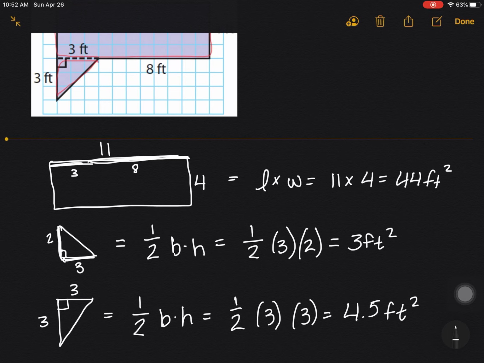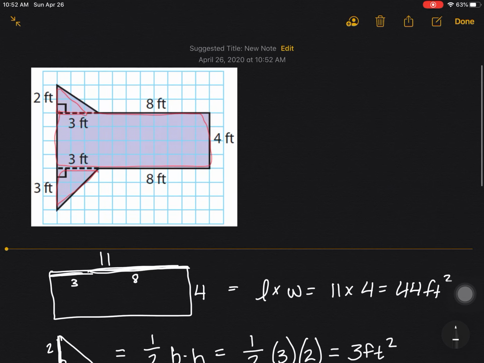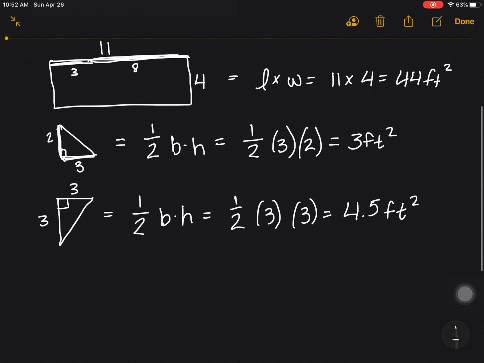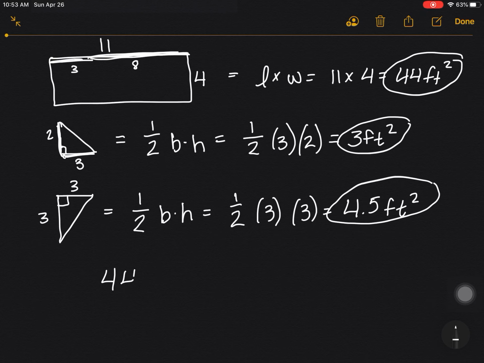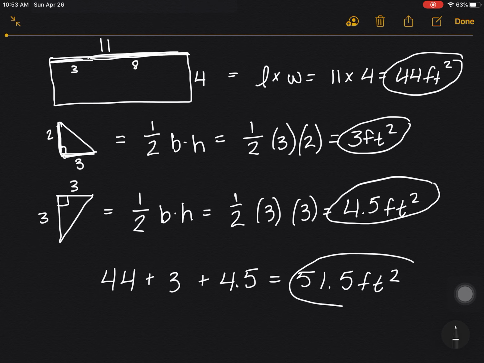Now, we've done the hard part. All that we have left to do is find the area of this entire shape, which means that the last thing that we need to do is add up the areas of each of the components of this shape. So we found the area of each individual piece, so now we need to add them up. So when we do 44 plus 3 plus 4.5, these are the 3 parts that we found already of this shape. When we add those up, we're going to end up with 51.5. Again, it's an area, so we'll have feet squared. And that is our area.